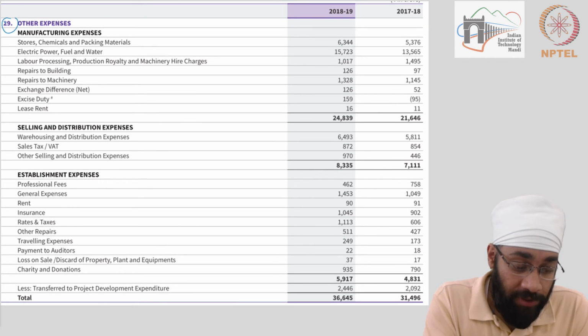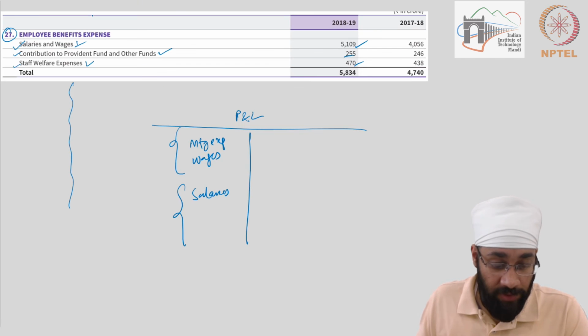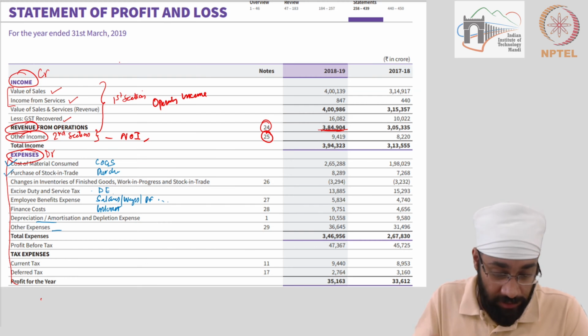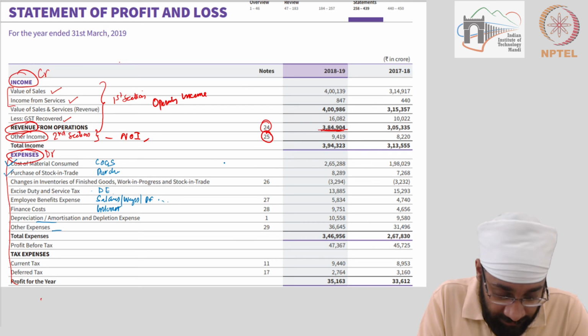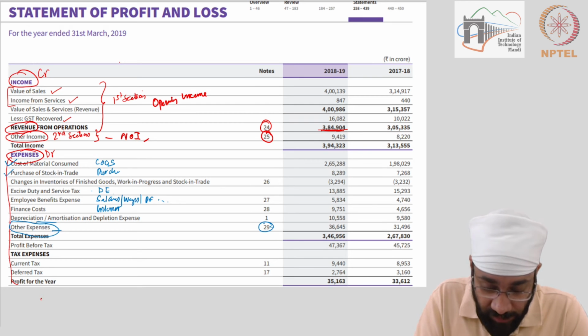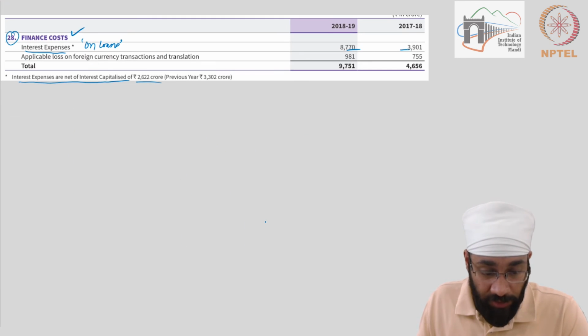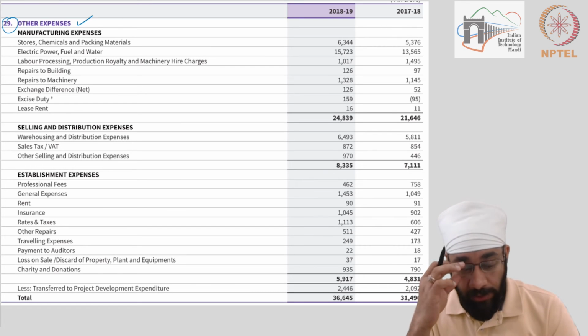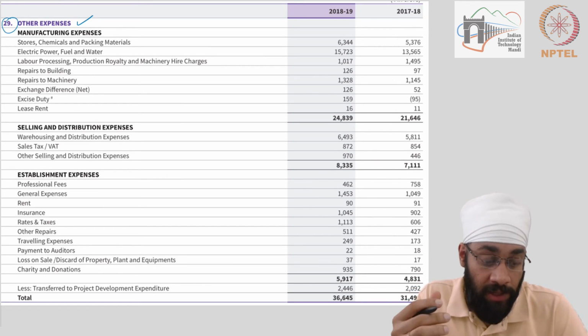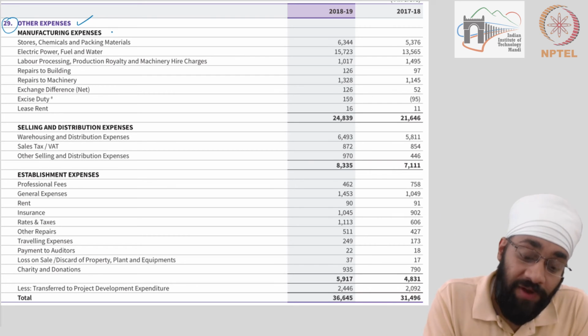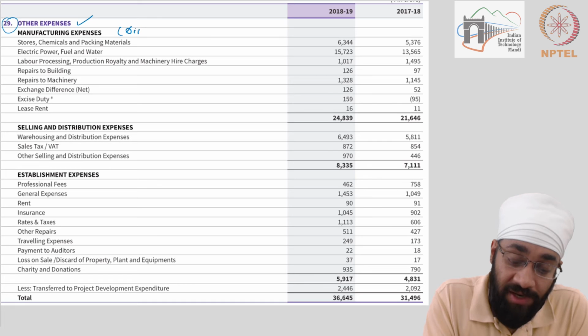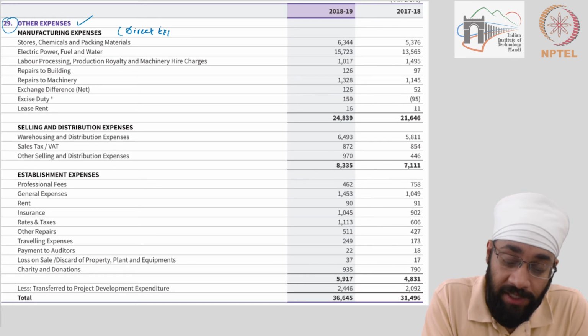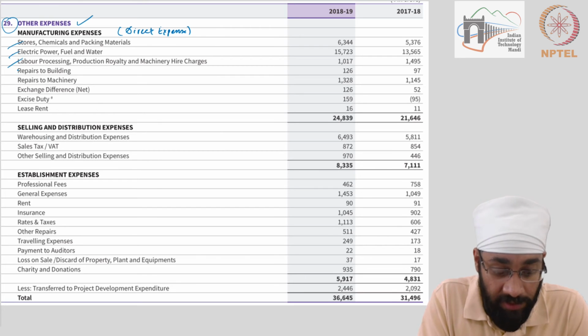Then I'm going to note number 29 for other expenses. So if I go back to the income statement, we looked at most of these expenses, and now we are at the other expenses. What are the details of these other expenses? So note number 29, this is where the majority of expenses are clubbed under other expenses. You have manufacturing expenses, which we showed in the trading account as the direct expense. You have the electric power, fuel, water, labor, repairs, excise duty, lease rent.